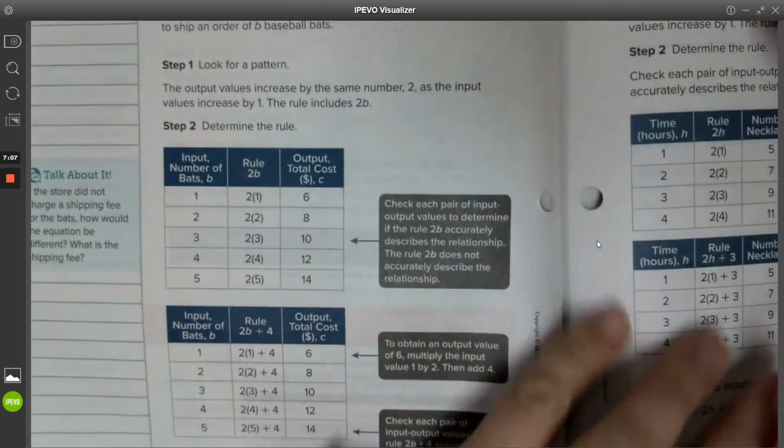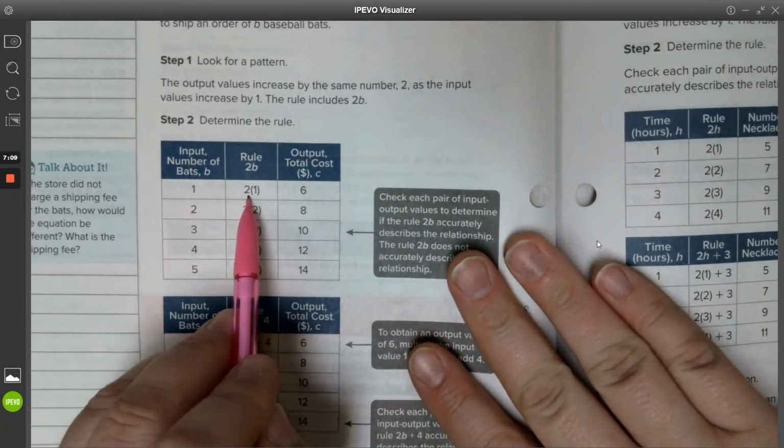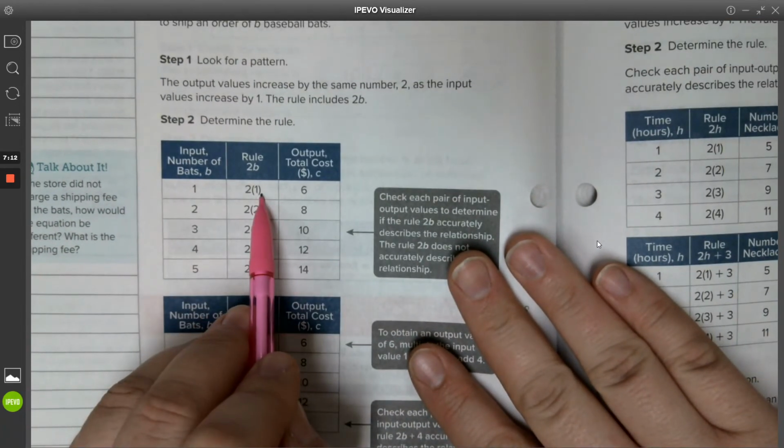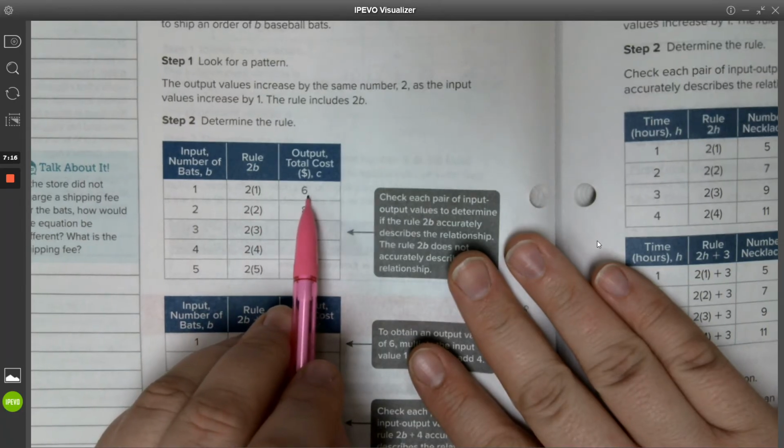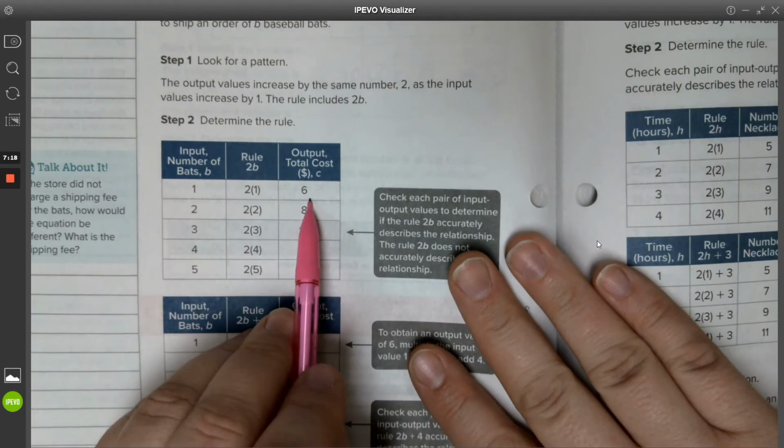Now, if we do this times 2, right? 1 times 2, well, that would only give me 2. And I need to get to 6. So how can I get to 6 from here? What else are we doing? Well, in this case, we would be adding 4.